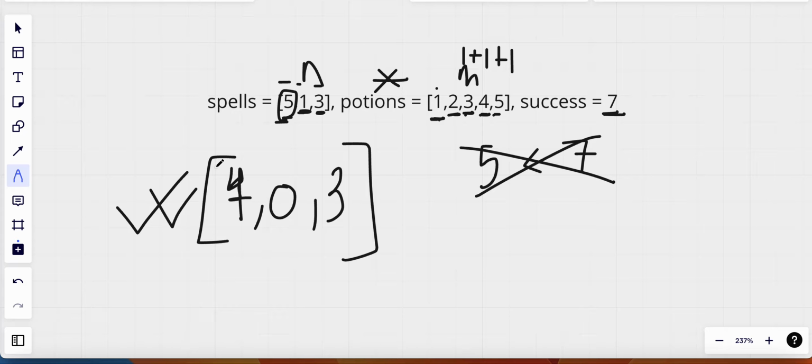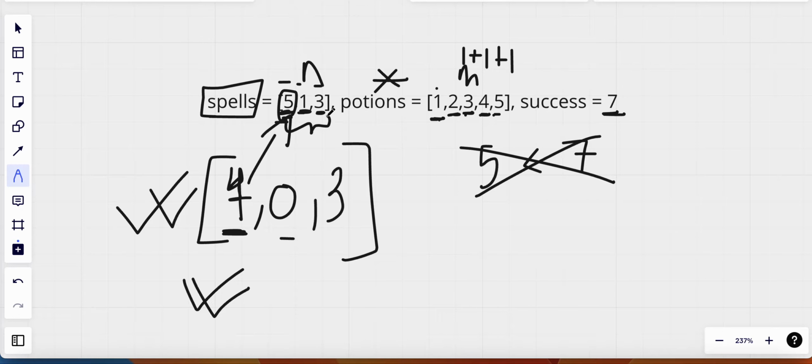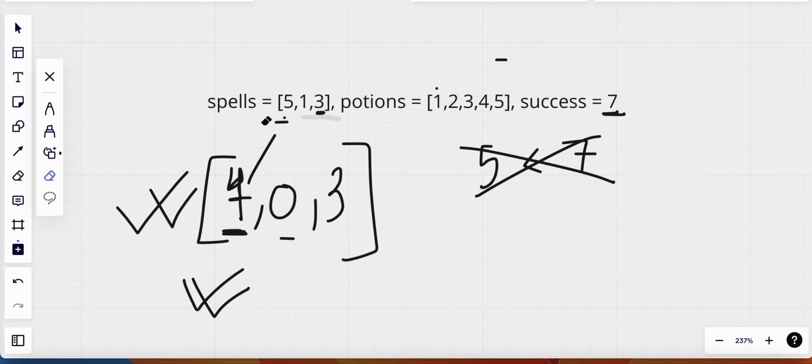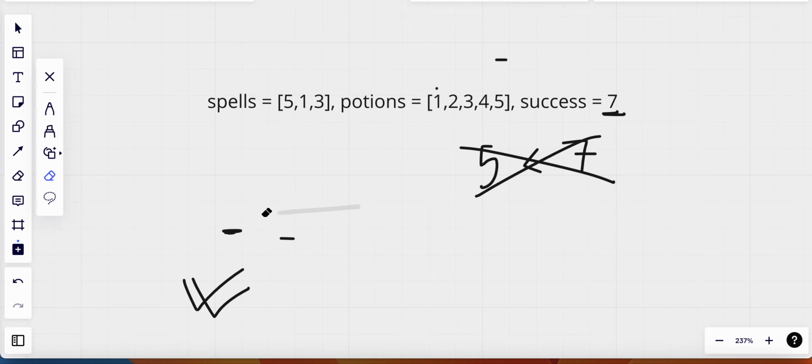One thing to keep in mind is that each element in the resulting array should correspond to the respective element at that index in our original spells array. So basically we need to keep the indices intact. That is, we cannot change the order of spells. But for potions, the index of the potions doesn't matter. So what we are going to do is use binary search for this solution.